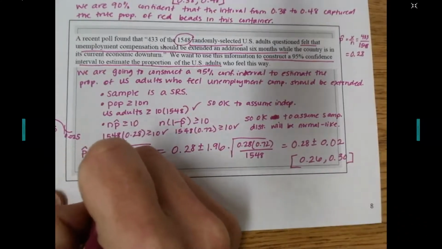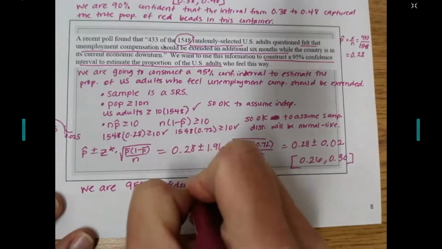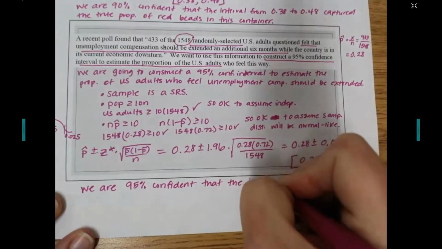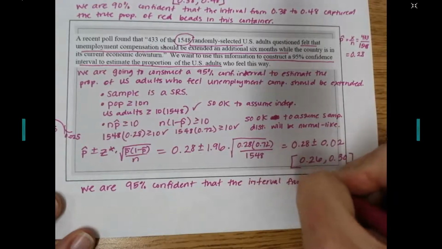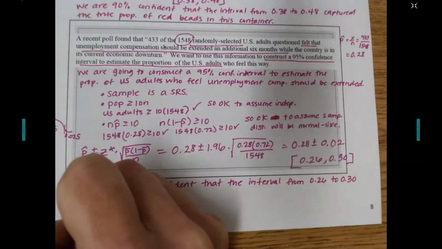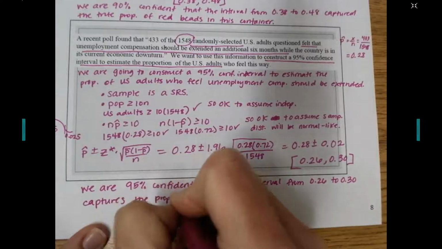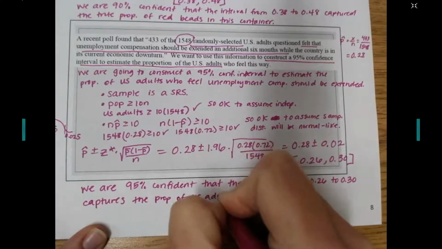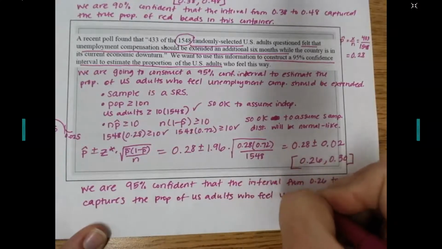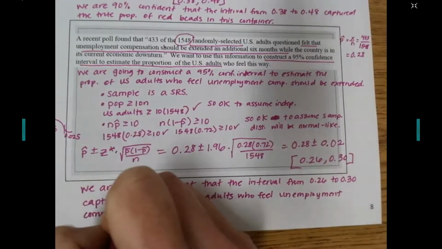We are 95% confident that the interval from 0.26 to 0.30 captures, and then we want to make sure we state what we're trying to capture, the proportion of U.S. adults who feel unemployment compensation should be extended.